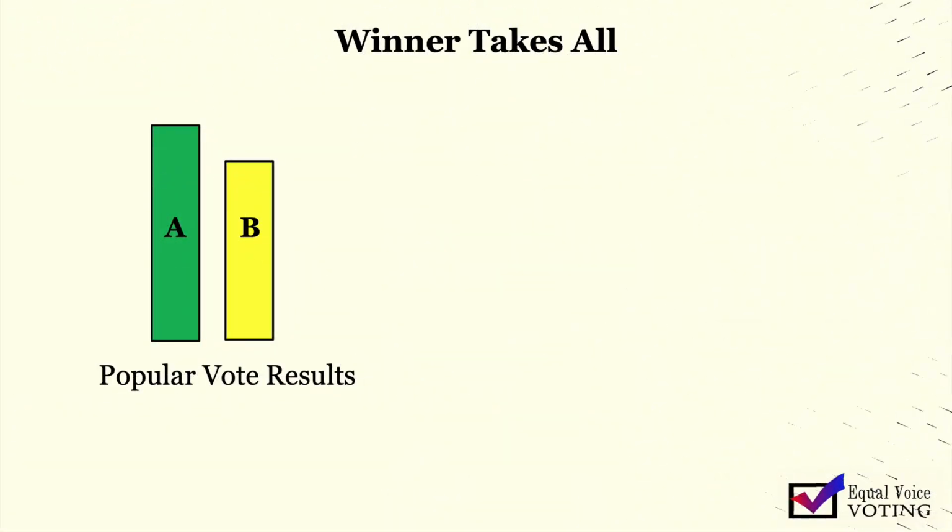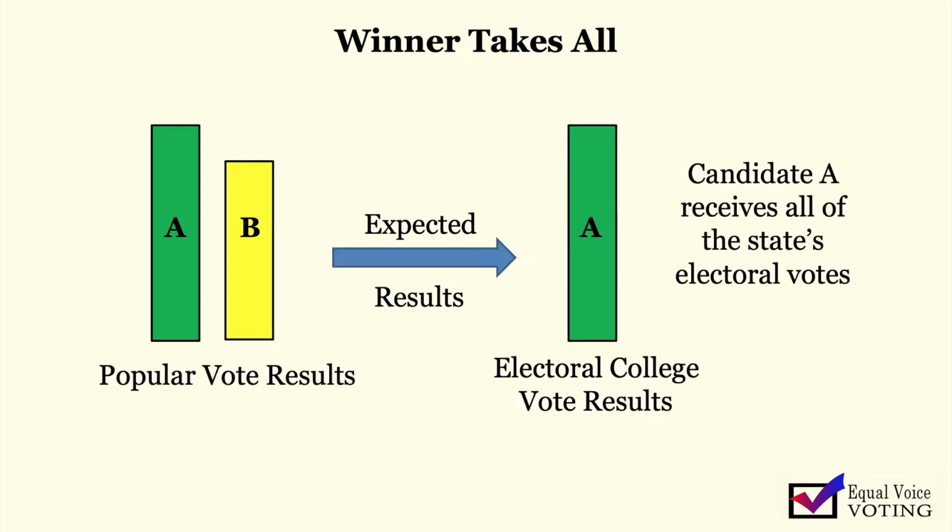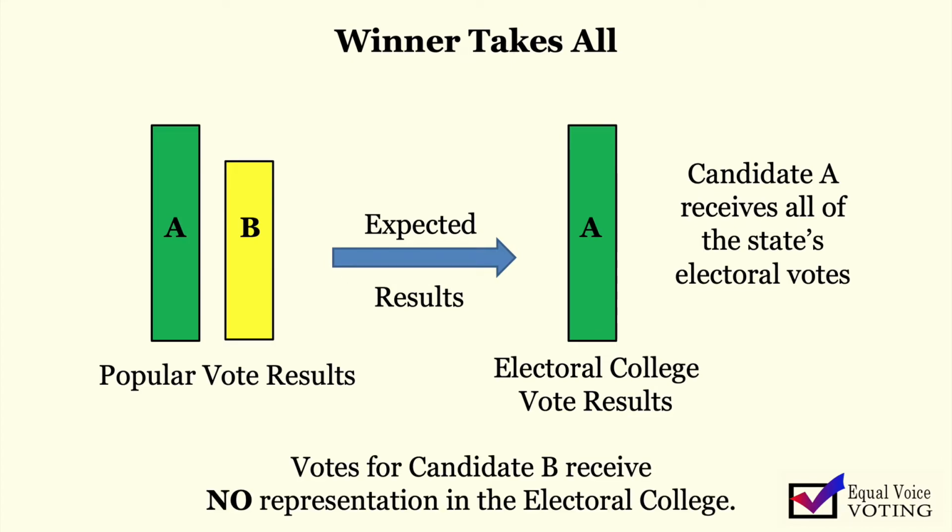Let's look at that first graph again. This time though, let's look at what happens for one state. Can we expect the two results to be similar, or will they be like what we just saw? Candidate A receives all of the electoral votes. This is called winner-take-all. It means the winner gets all of the electoral votes. Candidate B gets none. Losers get no voting representation in the Electoral College.